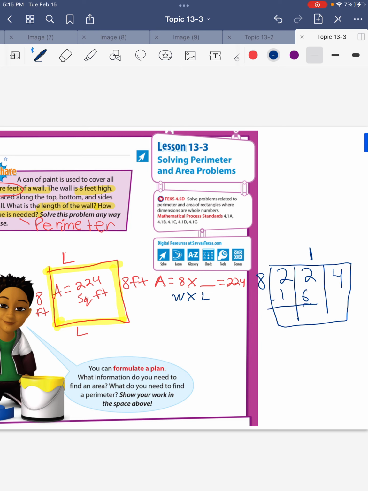I cannot do 2 minus 6, so I had to take away from the 2. 2 becomes a 1. This 2 becomes a 12. Okay, so now it's a 12. 12 minus 6 is 6. I bring up my 6, and now I have 64.